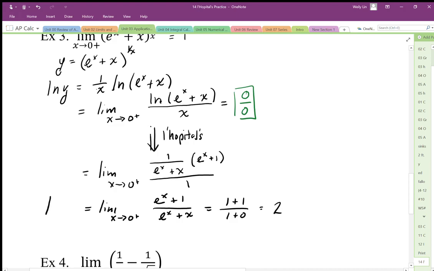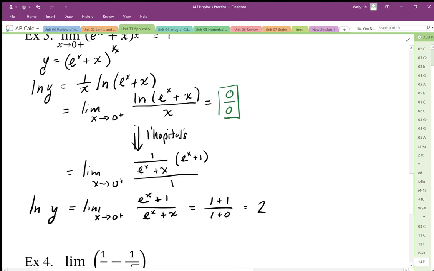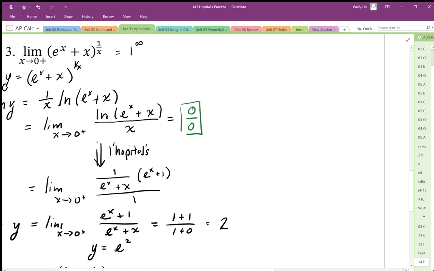And remember that this is log y equals 2. So then to solve for y, we end up with y equals e squared. And that's going to be our limit. Okay, so I'm going to get rid of that there. And this limit is equal to e to the power 2. Okay, so there's our limit for that one there.